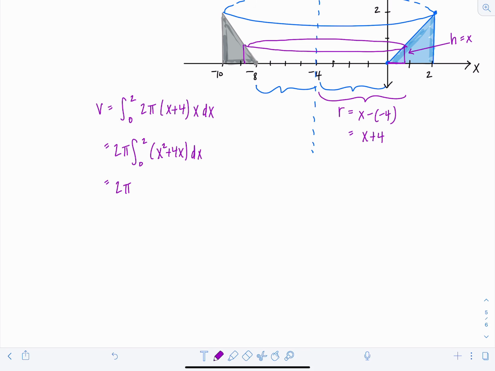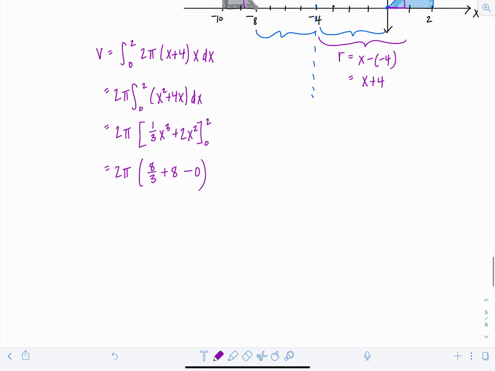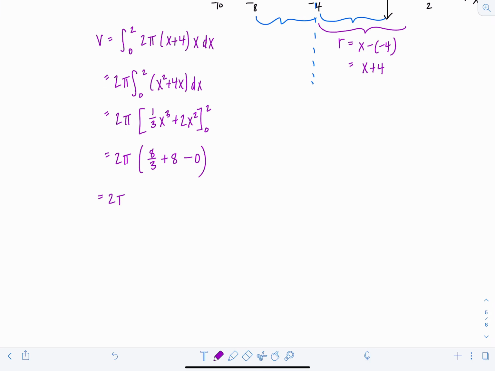So this is 2 pi, the antiderivative is going to be 1/3 x cubed plus 2x squared, evaluated from 0 to 2. Then we have 2 pi times 8/3 plus 8 minus 0 if I plug in the lower limit. So this is going to be 2 pi times 8/3 plus 8, and 8 is 24/3, so that's going to give me 32/3, which is 64 pi over 3.